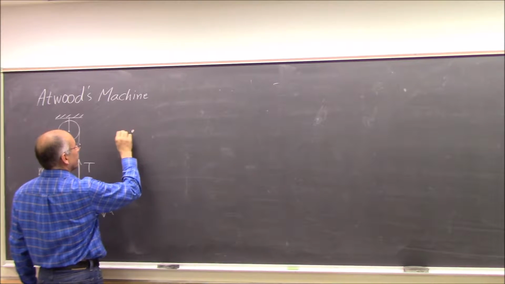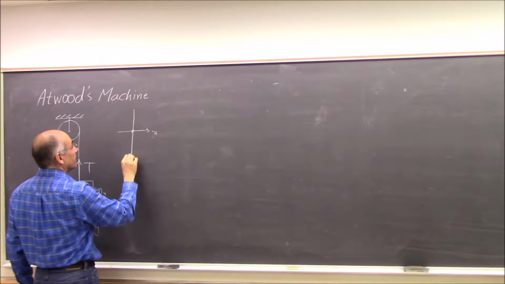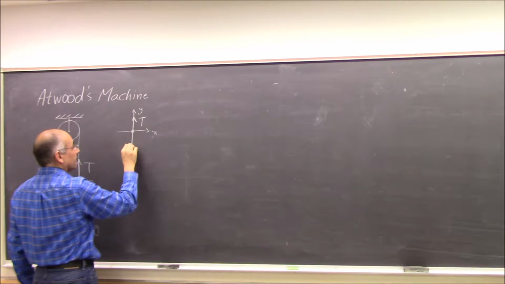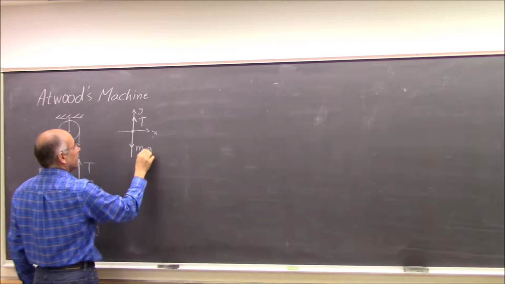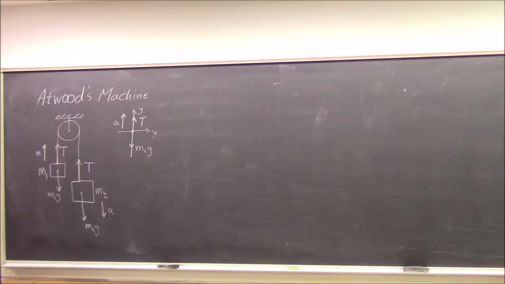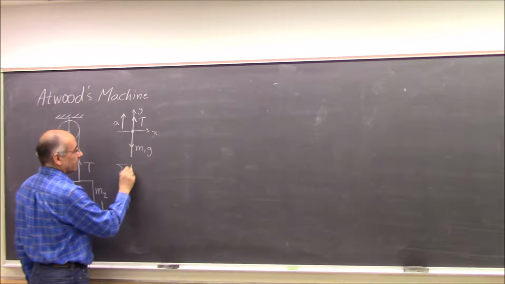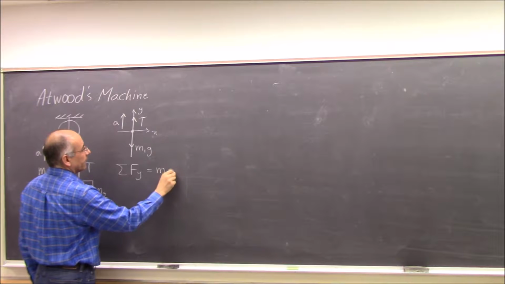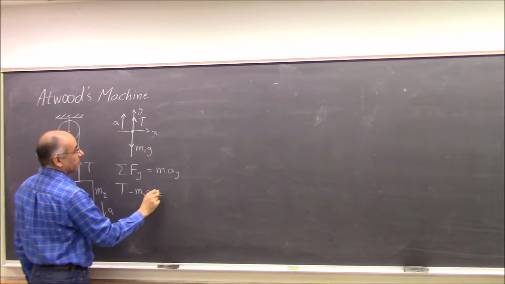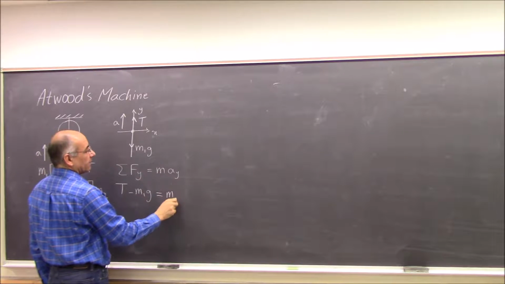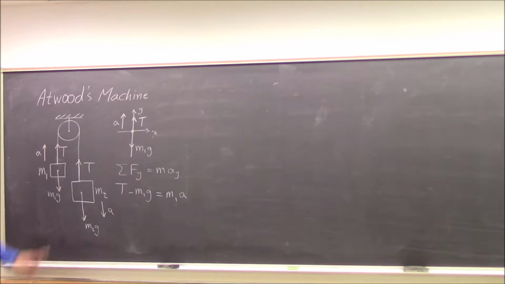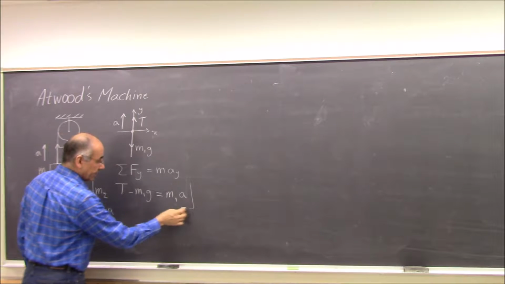So for M1, let's take this as X and Y, and the forces T and M1G, and the acceleration is up. What does Newton's law say? It says sum of Fy equals M ay. Sum of Fy means T minus M1G equals M1 times the Y component of acceleration, which is the same as the magnitude, so just A, because A is up. So this is one equation.